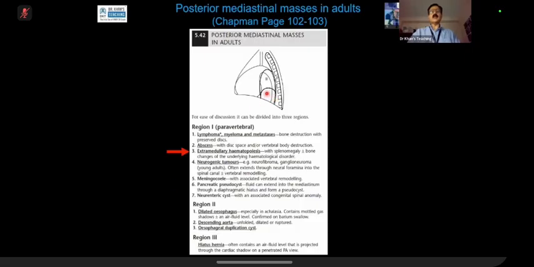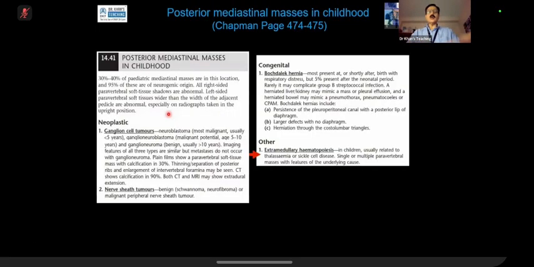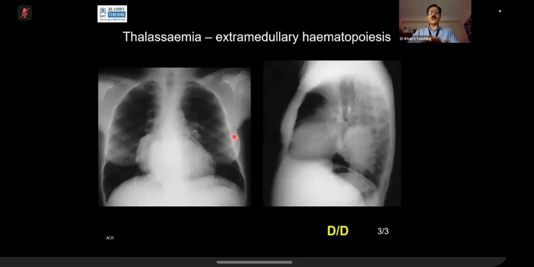If you see on a lateral film in the posterior mediastinum, there is this area 1, there is 2, and there is 3, region 1, region 2 and region 3. There are specific things which can be considered. This is a posterior mediastinal mass in an adult. Extramedullary hematopoiesis is one of them, and neurogenic tumor is another one, and there are some others, like lymphoma, myeloma and metastasis. In children also, if you see posterior mediastinal masses, again extramedullary hematopoiesis is there. In our case, it was a unifying diagnosis.